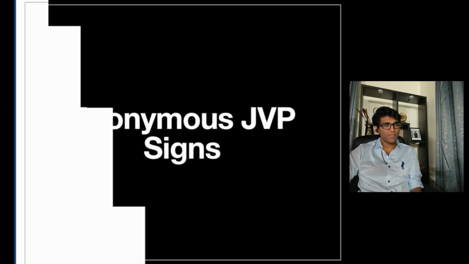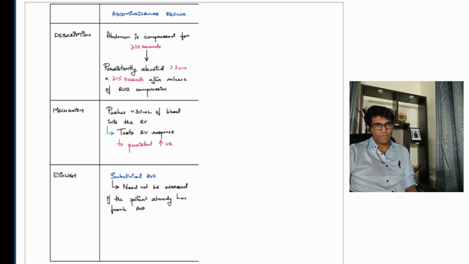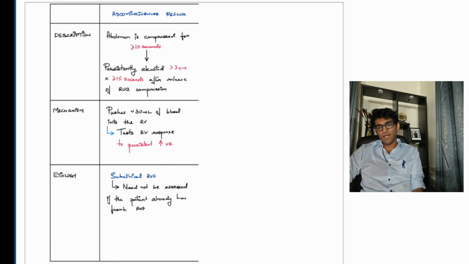And there are two eponymous signs before we end. One is what is known as the abdominojugular reflex. As we've just discussed, at the beginning of ventricular filling, the ventricle is relaxing, and in a normal person, that relaxation is what produces a negative pressure within the right ventricle and pulls blood into the right ventricle. There is no component of increased right atrial pressure there. So what we do is we try to see if the ventricle can handle a little bit more volume.